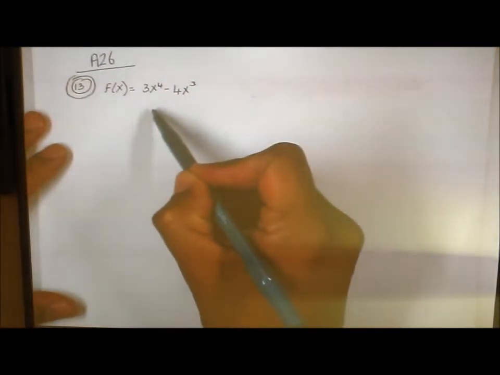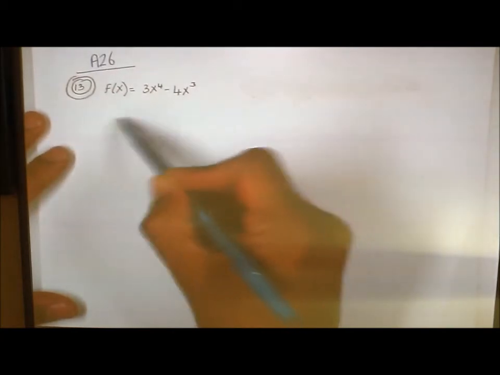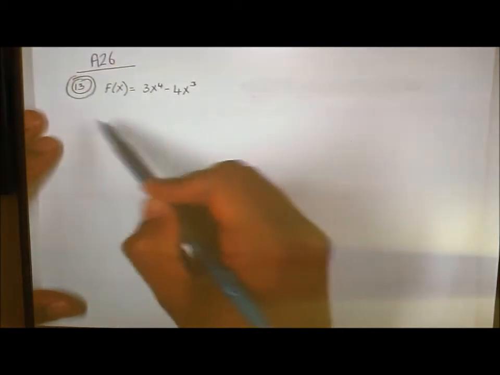Okay, so we're given this fourth degree polynomial function, and the question is, where are we increasing, where are we decreasing, and are there any relative extrema? And if there are, what kind of relative extrema are there? So step one is to derive.